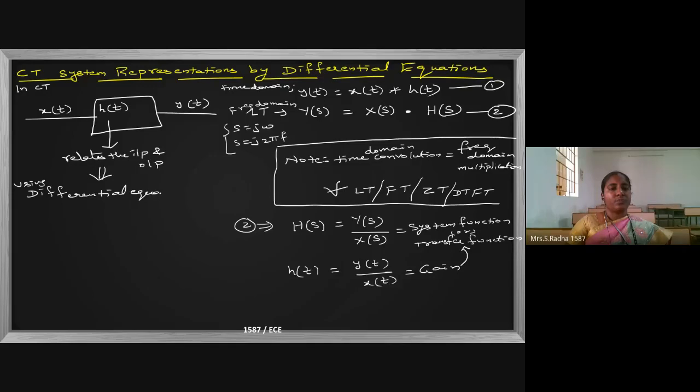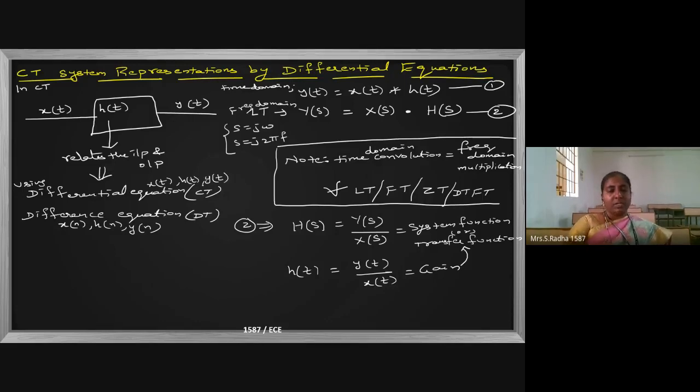In continuous time, it is a differential equation, and it can be done using a difference equation if it is in discrete time. In discrete time, we will be using x of n, h of n, and y of n. In continuous time, we will be using x of t, h of t, and y of t. This is the difference between continuous time and discrete time.